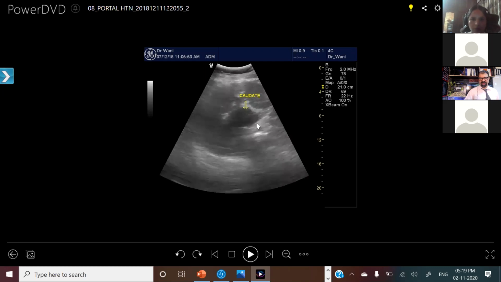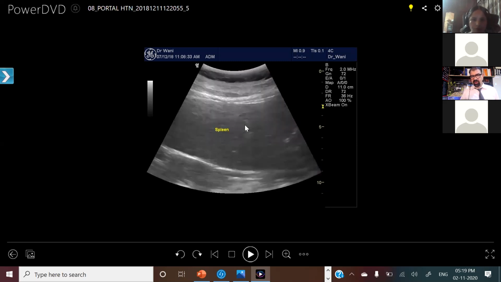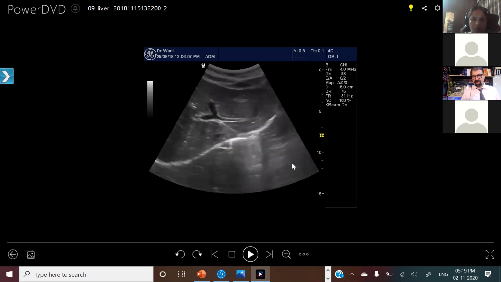And this is the caudate in that patient. This is the caudate which is spared. It looks like a mass over there if I don't know that this is the caudate. This is the importance of knowing the caudate lobe. And in this patient, this much was the spleen, a very big spleen, and this was a confirmed case of portal hypertension.